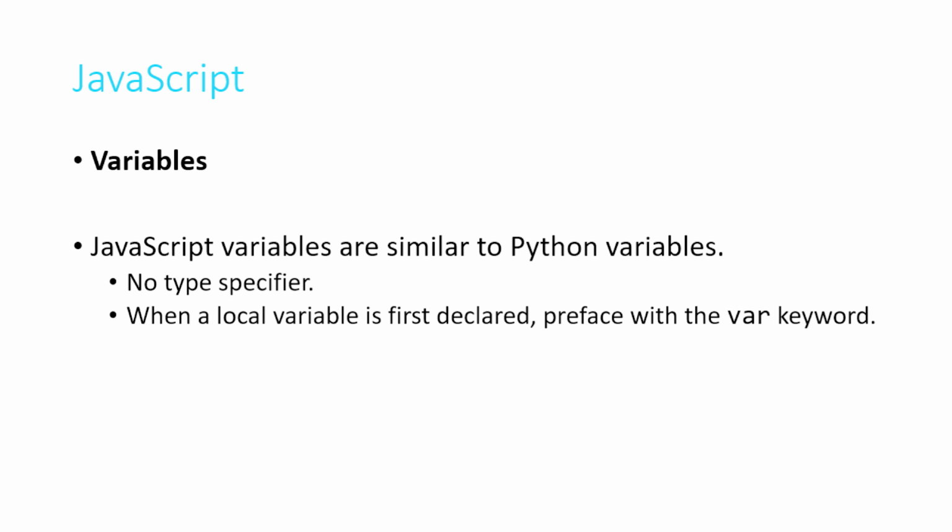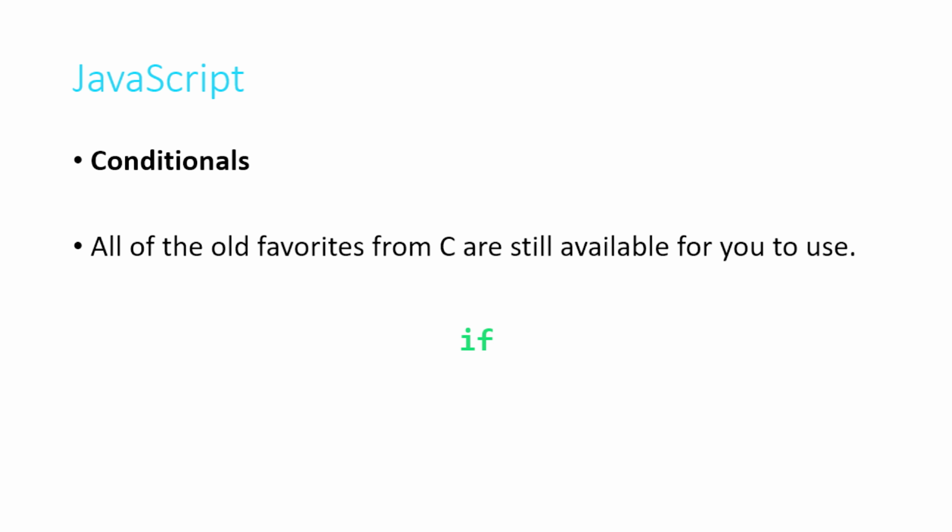So let's quickly run down some of the fundamentals that you might use in JavaScript. So variables, they're really similar to Python variables and really similar to C variables. No type specifier is required. And if you want a local variable, you preface it with the var keyword. So in Python, we would say something like this, x equals 44. We don't want to do that in JavaScript because that would actually create a global variable if we were to put a semicolon at the end. We would want this, var x equals 44. That creates a local variable called x in JavaScript and stores the value 44 in it.